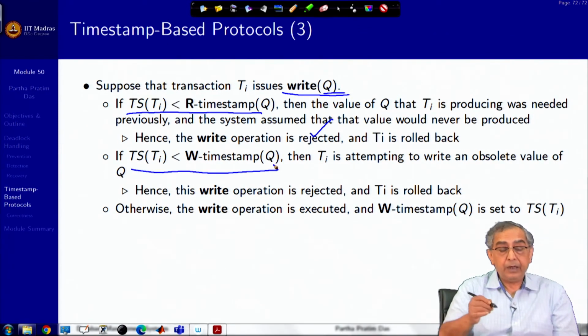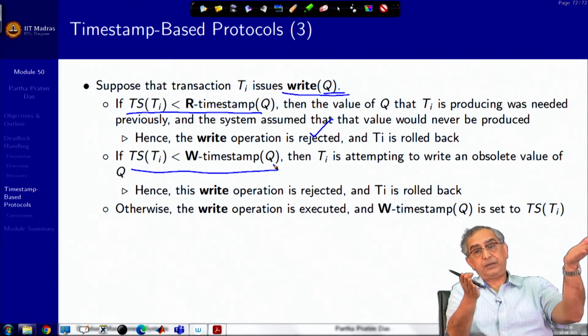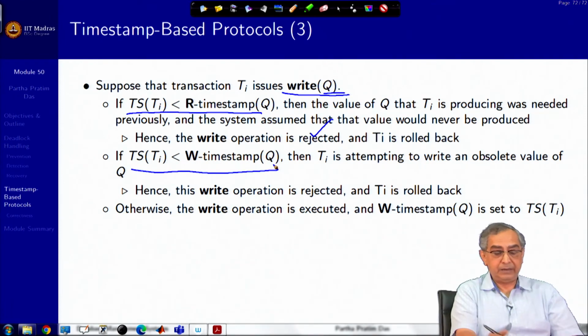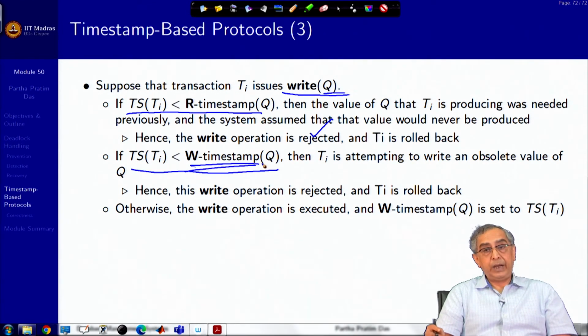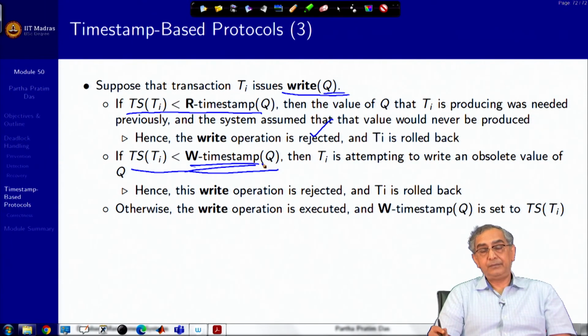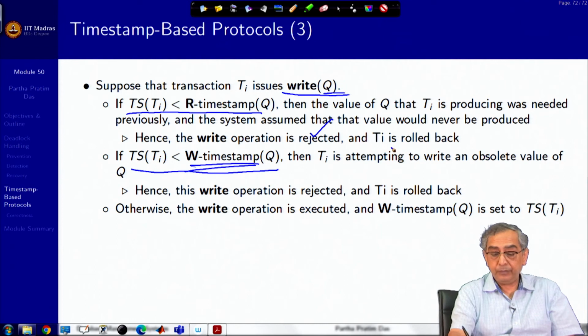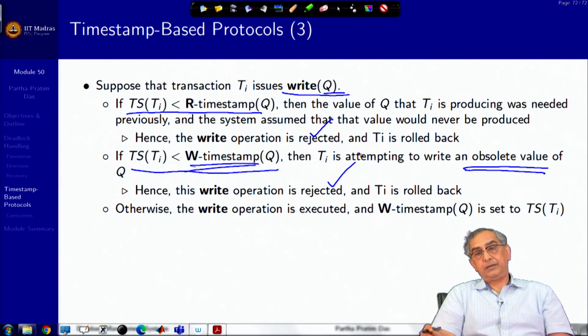If TSTI is less than the W timestamp, so this is an older transaction, after that transaction Q has been written, that is the reason it is more. So, it is trying to write an obsolete value, right. So, this also should be rejected.